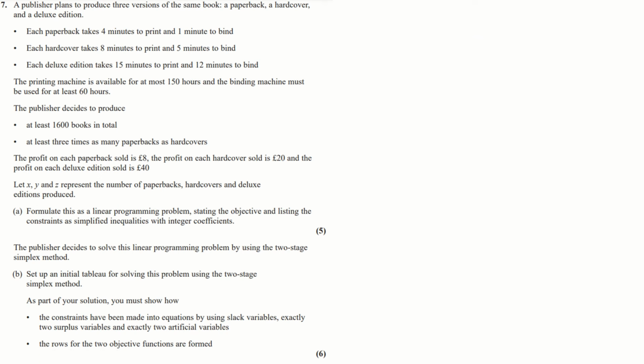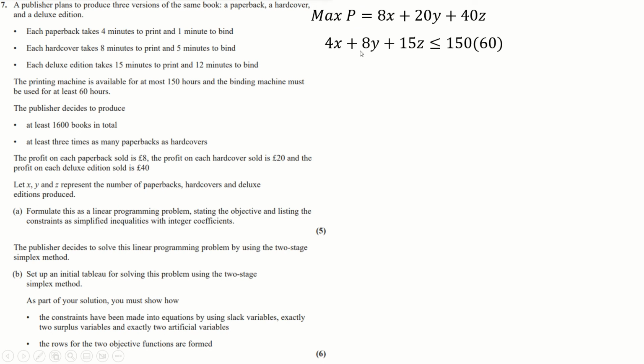And the last question we have is the simplex algorithm question, of course, because we are always going to get one. The objective here is to maximize the profit, which is £8 times the paperbacks, which are defined to be X, plus 20 times the Y, plus 40 times the Z. So that's the profit. That's what we're maximizing.